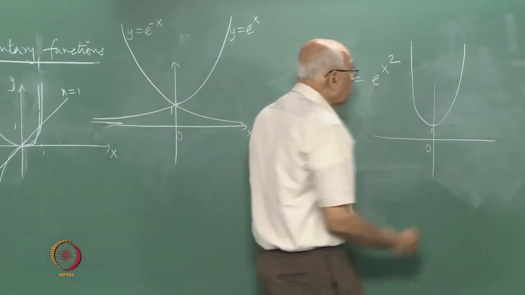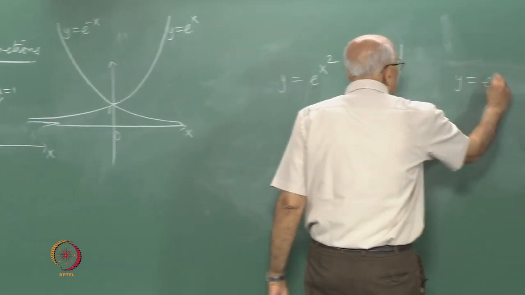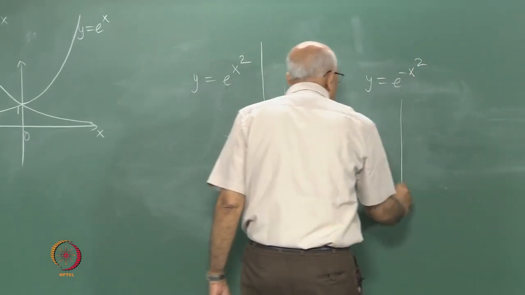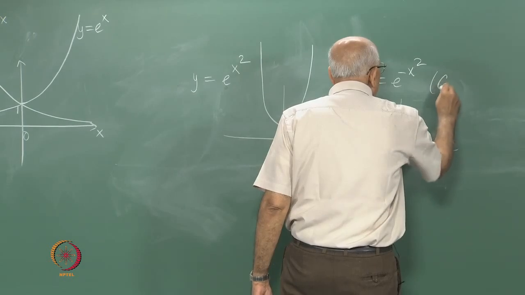What about the reciprocal of this function? y equal to e to the minus x squared. That is a very, very important function. It is called the Gaussian.